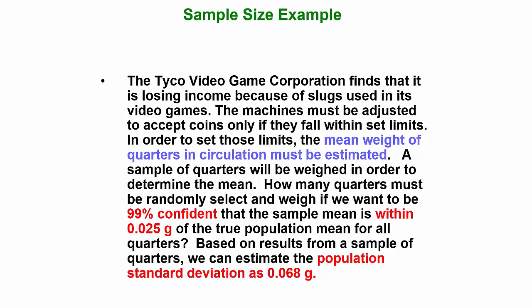Based on results from a sample of quarters, we can estimate the population standard deviation as 0.068 grams. So in this problem, we're told the margin of error is 0.025, sigma is 0.068, so then we're going to use a z, a critical value z, and this is because this sigma is known here. So it's 2.575 for 99% confidence.